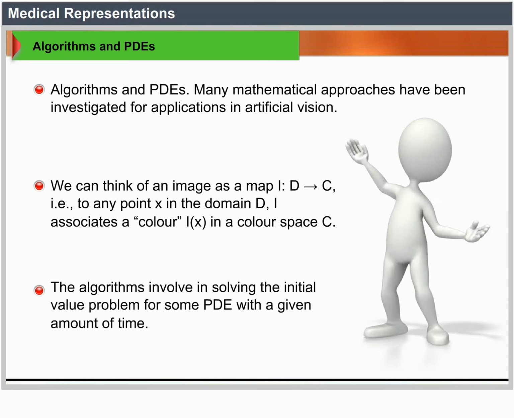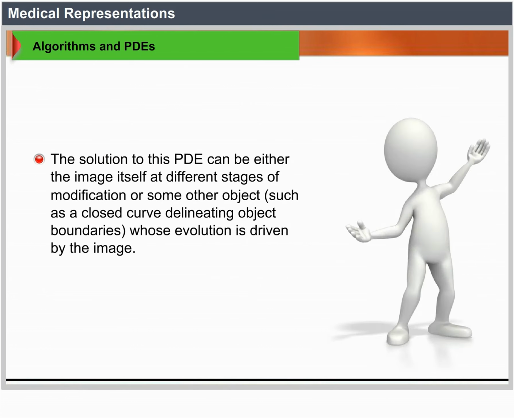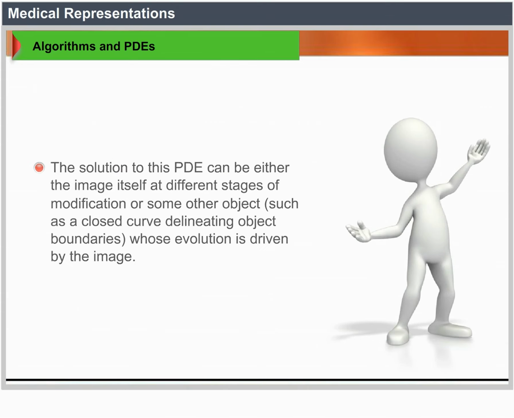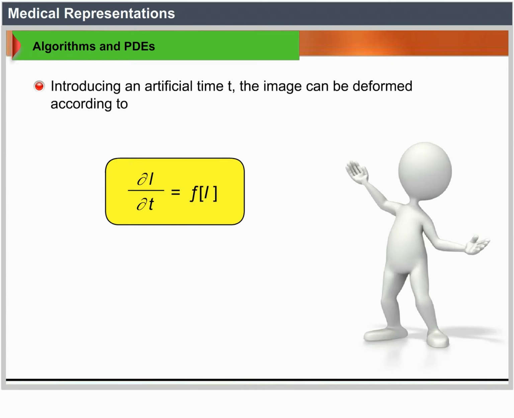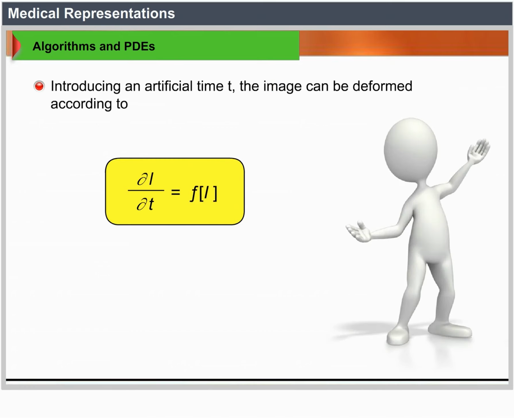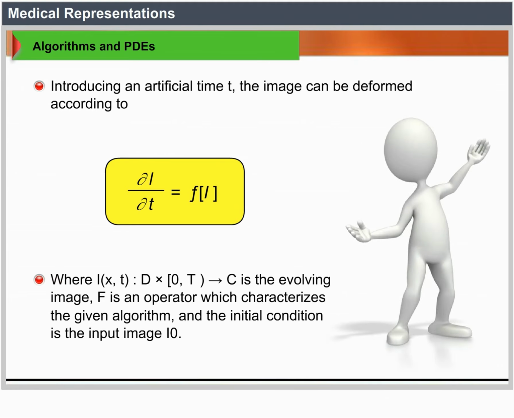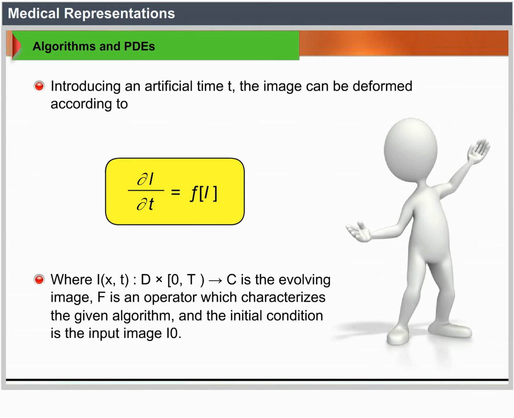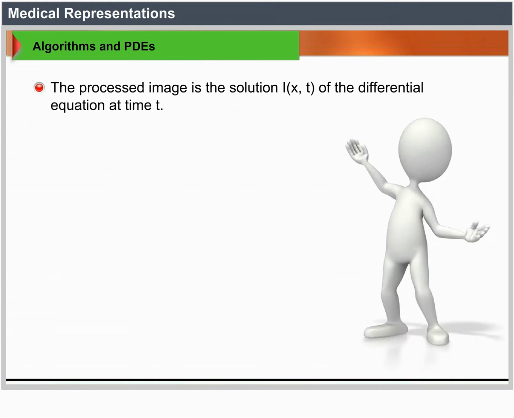The solution to this PDE can be either the image itself at different stages of modification or some other object whose evolution is driven by the image. Introducing an artificial time t, the image can be deformed according to ∂I/∂t = F(I), where I(x, t), defined on D × [0, T] into C, is the evolving image. F is an operator which characterizes the given algorithm, and the initial condition is the input image I0. The processed image is the solution I(x, t) of the differential equation at time t.